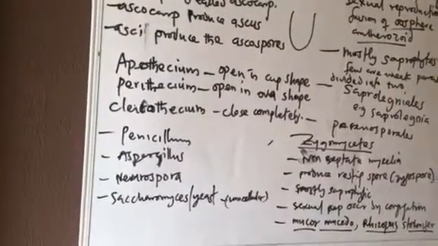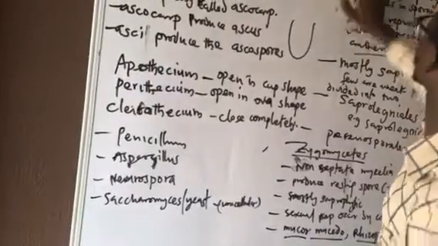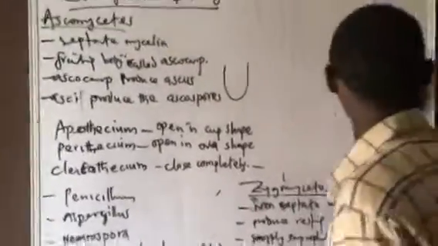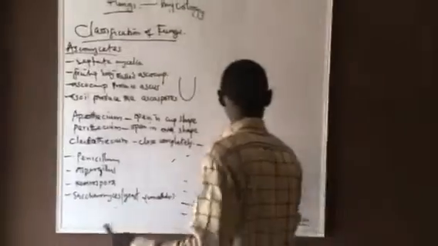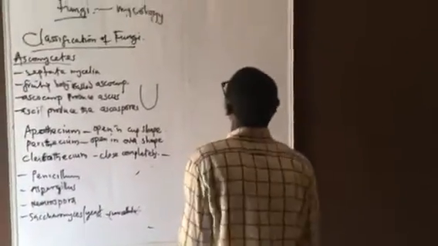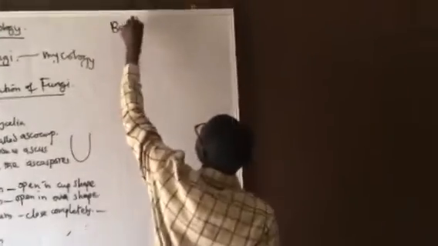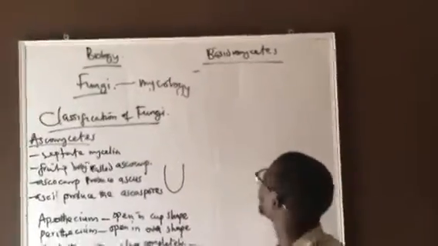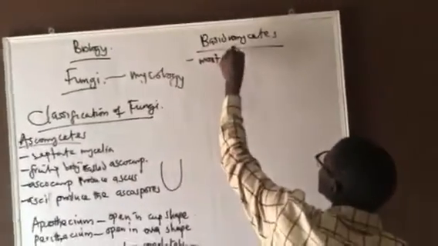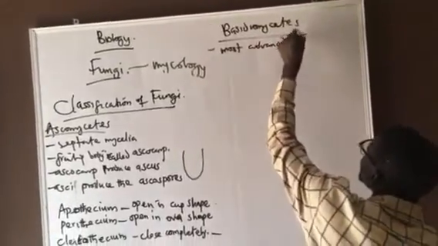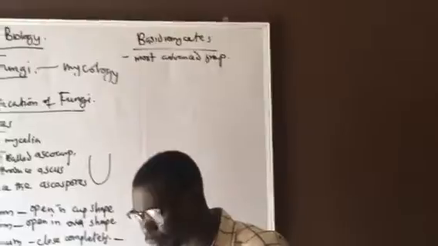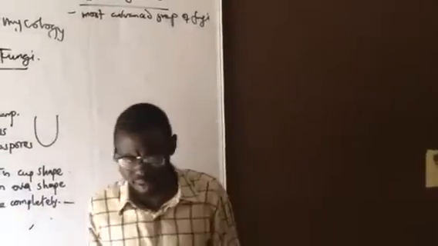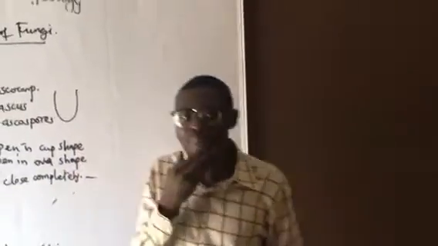Now we move to the next group, which are called basidiomycetes. The basidiomycetes are the most advanced group of fungi. So when you say basidiomycetes, we have two groups of basidiomycetes.